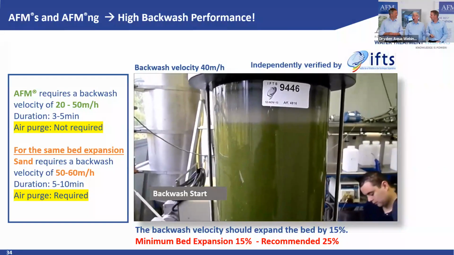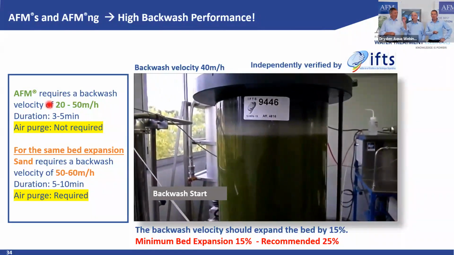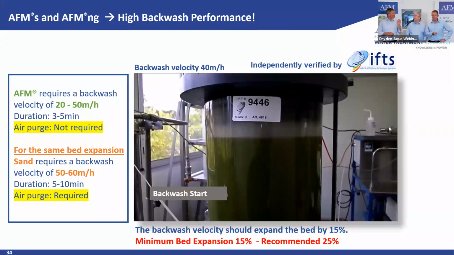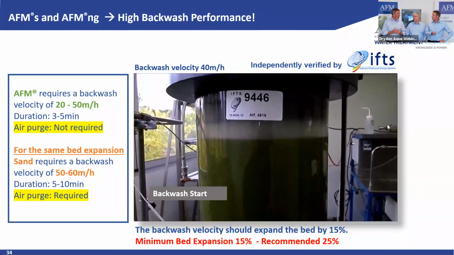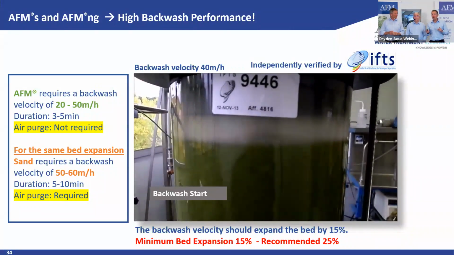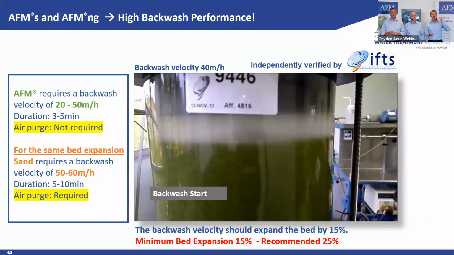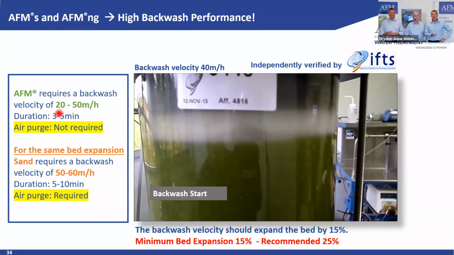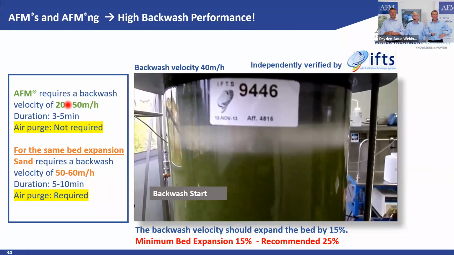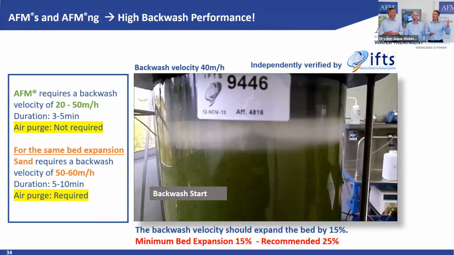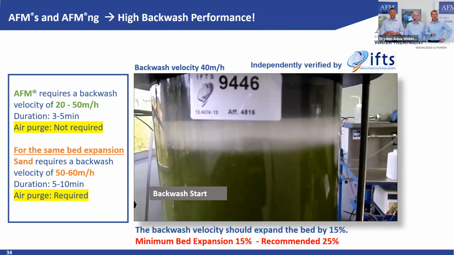And 60 meters is actually also part of the German DIN standard. Yeah, but to be fair, that refers to 0.7 to 1.2 millimeter sand. So if you go to a finer sand, 0.4 to 0.8, it's lower. Okay, so if we compare the same particle size and shape for AFM and sand, in order to get to the recommended filter bed expansion with AFM, depending on the layering of the AFM and the density of the water, you will need a minimum of 20 to 50 meters per hour backwash velocity to properly lift the bed.